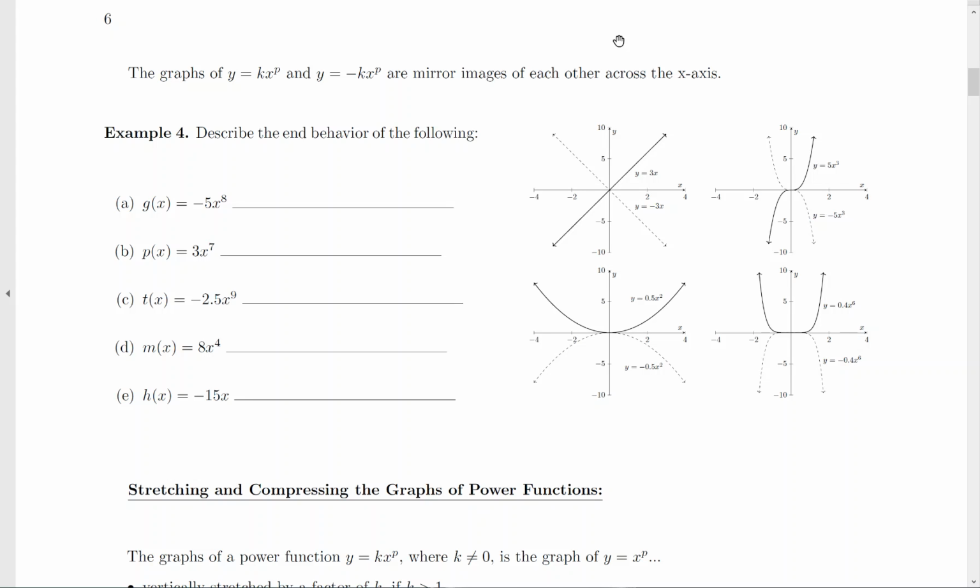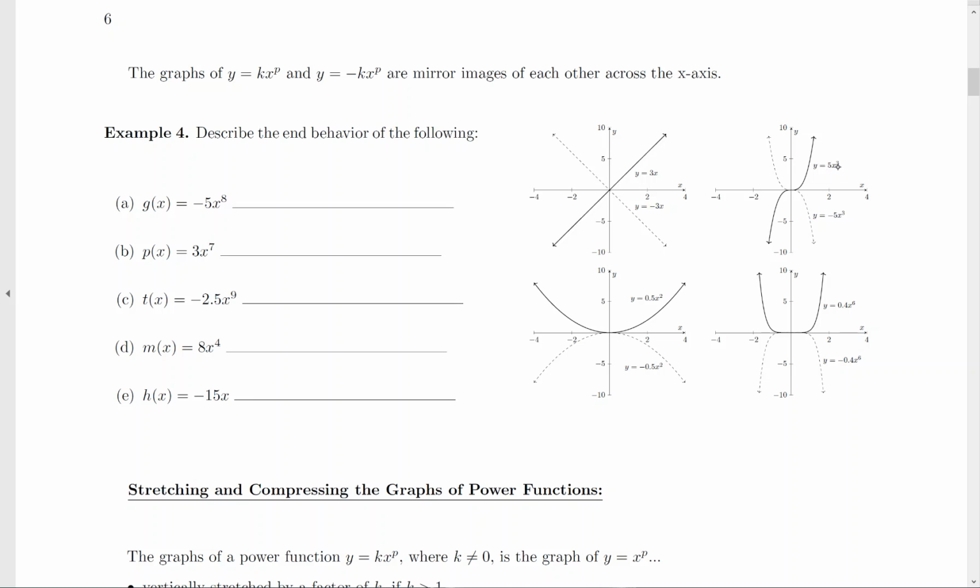And if we take a look at a few of these pictures here on the right, we have a line y equals positive 3x. If I put a negative in front of that, y equals negative 3x, notice I flip right around the x-axis. Originally, the y equals 3x had left side down, right side up. When I put a negative in front, now the left side is up and the right side is down. Flipped it right around. And that's true for any power function.